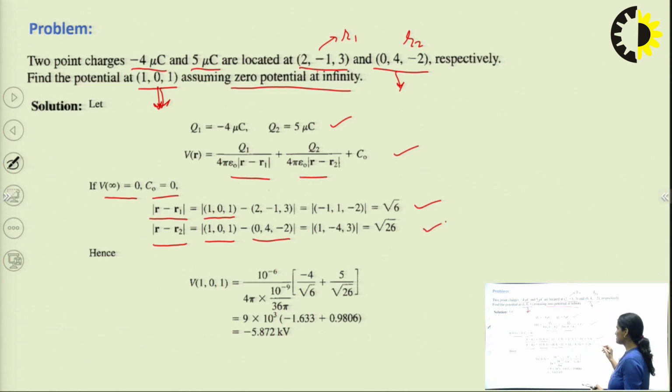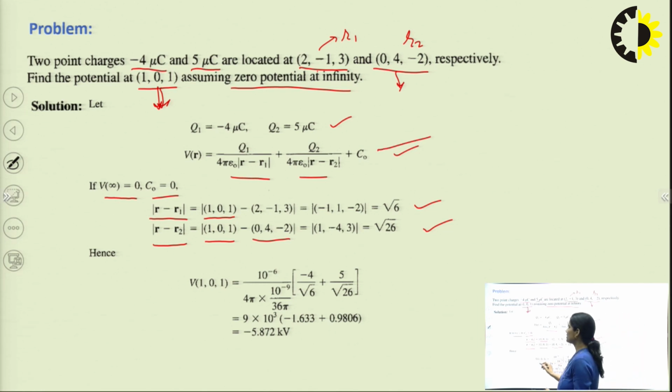Find out the magnitude of r minus r2, that is equal to under root 26. So put all these values in this equation and find out the potential V at this point 101. So put these values. This is minus 10 to the power minus 6 upon 4 pi. Here Q1 and Q2 are in microcoulomb, so write down microcoulomb; you can take common 10 to the power minus 6.